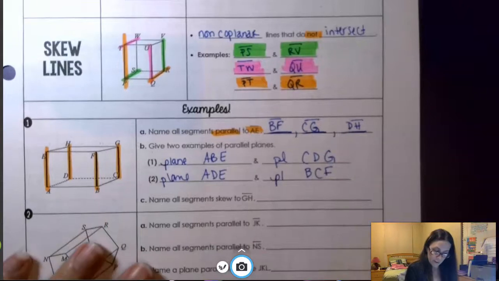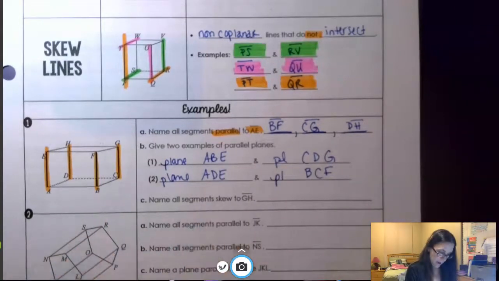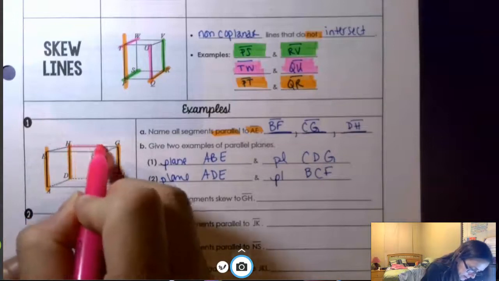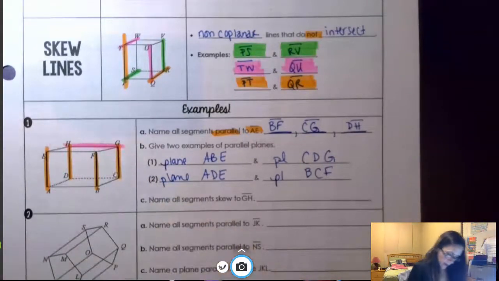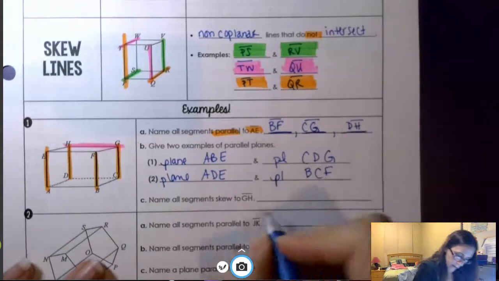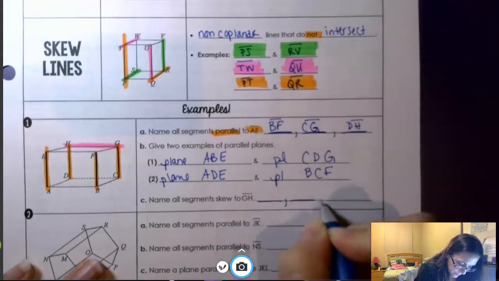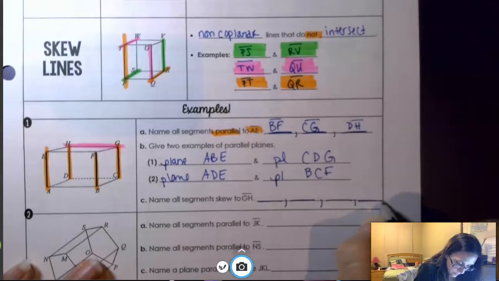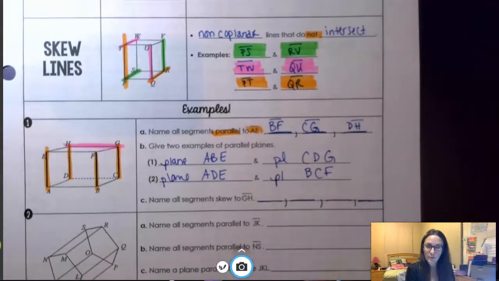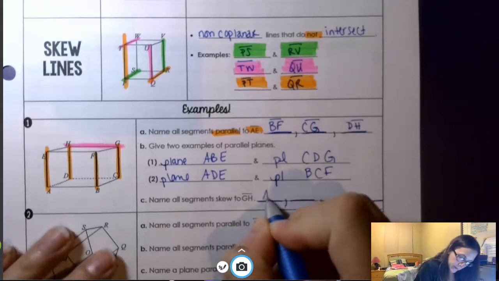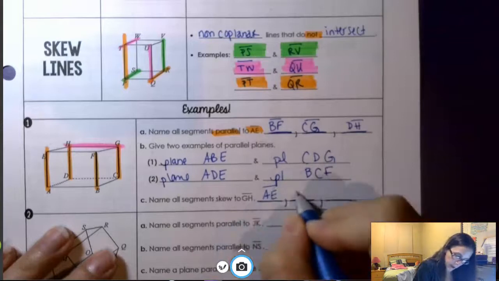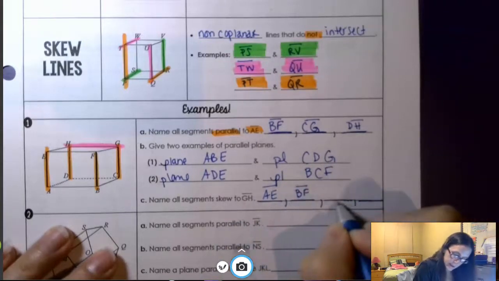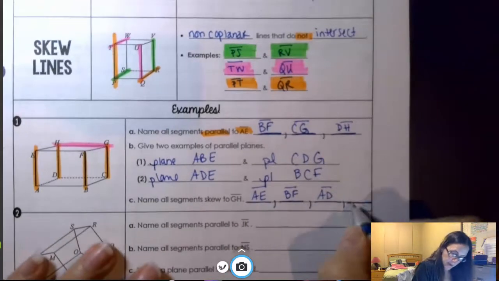Name all segments that are skew to GH. So skew to GH. GH is back here. And there are going to be 4 of them. So that's a little hint if you want to pause it and put down all 4. Okay, I believe this is going to be AE, BF, AD, and BC.